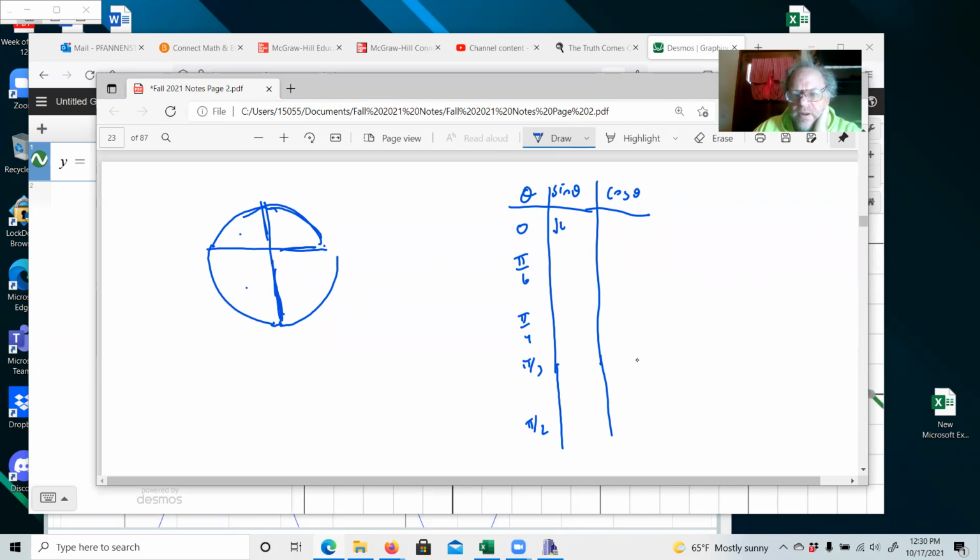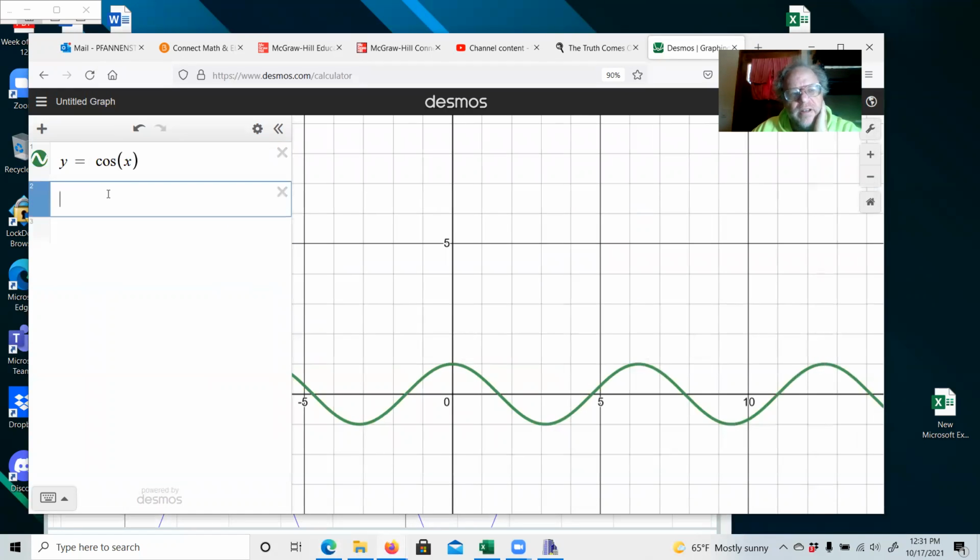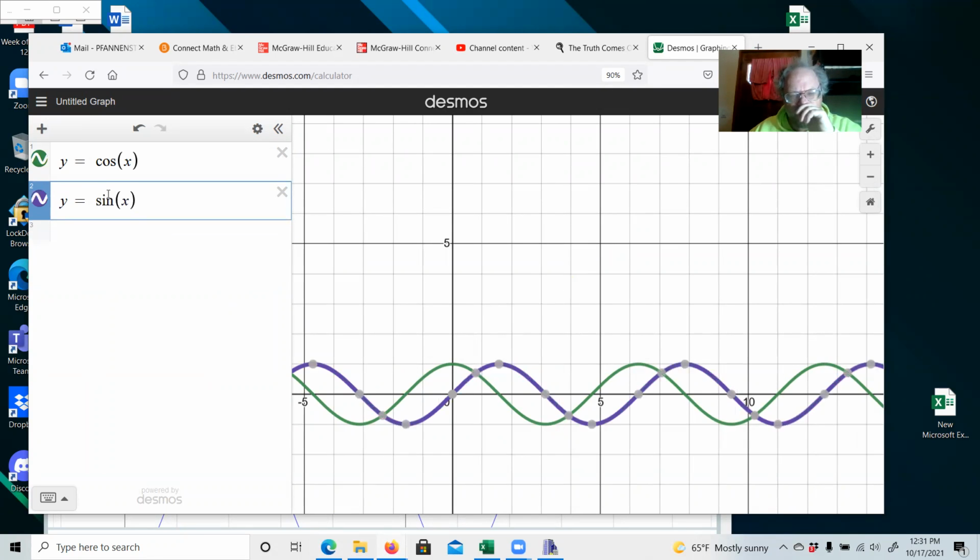Square root of 0/2, square root of 1/2, square root of 2/2, square root of 3/2, square root of 4/2. And this one went backwards, right? This went square root of 4/2, square root of 3/2, square root of 2/2, square root of 1/2, square root of 0/2. Let me go ahead and do this for a second.